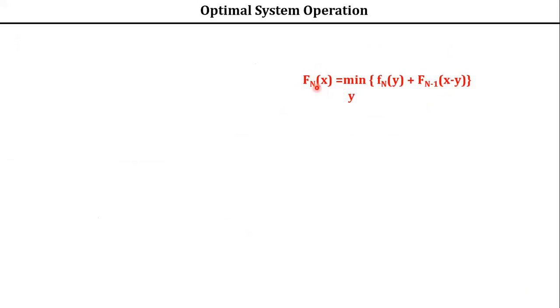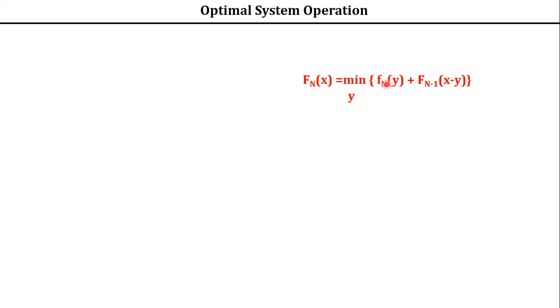What is this capital Fn(x)? Today also I have repeated. Fn(x) is defined as the minimum cost in rupees per hour for generating x megawatt by n units. I am using the word units, plural, by n units. See the difference. And what is this small fn(y)? It is not the minimum cost, just say cost. It is the cost of generating y megawatt by the nth unit, that means a single unit. So by the nth unit it is a single unit, whereas here it is n units, plural.